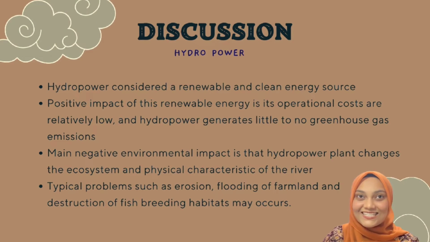Hydropower is the largest energy source used in generating electric power. It is considered a renewable and clean energy source. The positive impact is that its operational costs are relatively low, and hydropower generates little to no greenhouse gas emissions. However, the main negative environmental impact is that hydropower plants change the ecosystem and physical characteristics of the rivers. Typical problems such as erosion, flooding of farmland, and destruction of fish breeding habitat may occur.